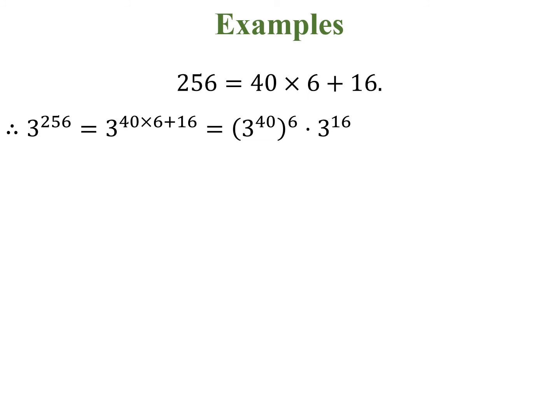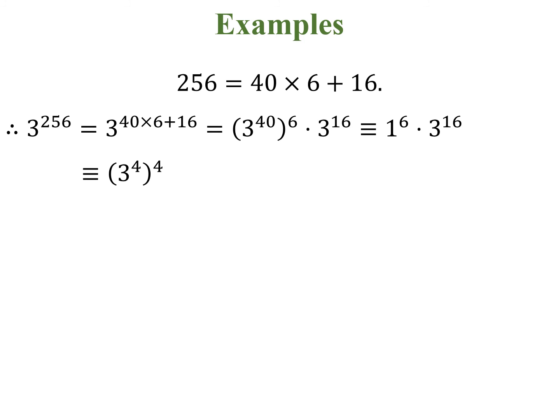But here 3 raised to 40 is congruent to 1 modulo 100. So this whole thing can be congruent to 1 raised to 6 into 3 raised to 16 modulo 100. But 1 raised to 6 is again 1. 1 into 3 raised to 16 is 3 raised to 16. So indirectly it is congruent to 3 raised to 16 modulo 100.